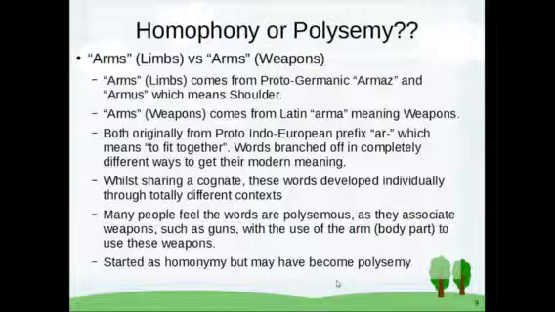Arms versus arms, as in limbs and weapons. This is a case where they come from two different areas. So arms comes from Proto-Germanic amars and amus, which means shoulder. That's in Latin. And arms comes also from Latin, from arma, meaning weapons.